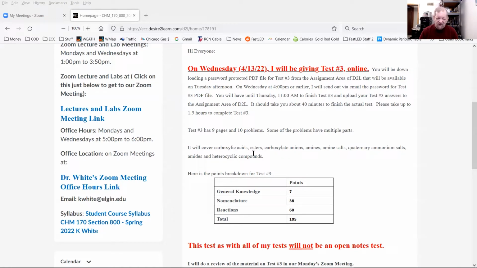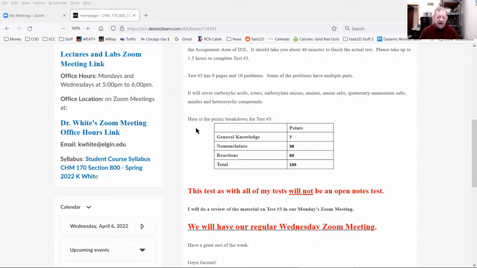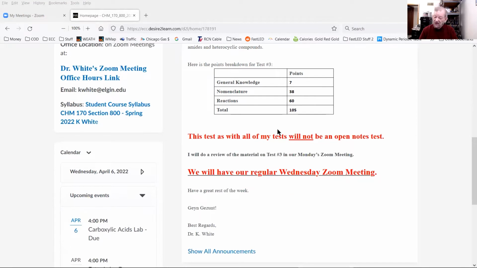It will cover carboxylic acids, esters, carboxylate anions, amines, amine salts, my favorite, quaternary ammonium salts, amides, and heterocyclic compounds. Now, here's the point breakdown. General knowledge, 7 points. Nomenclature, 38. Reactions, 60. And don't forget on the reactions, I think I have 3 or 4 synthesis problems, where you give the starting materials. Like all my tests, this test will not be open notes.